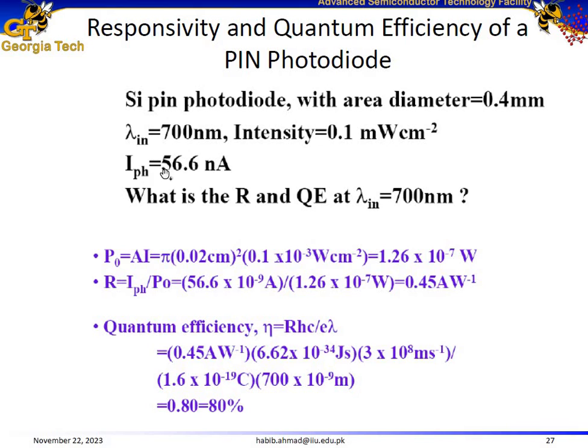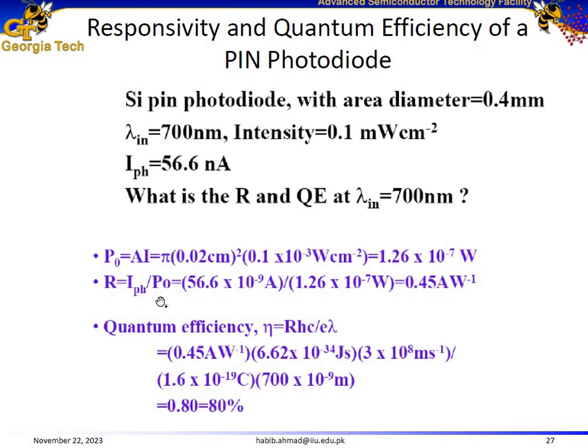The photocurrent generated is 56.6 nanoamps, and we are required to calculate the responsivity and quantum efficiency at this particular wavelength. Now we know that responsivity is equal to the output photocurrent divided by input optical power. Output photocurrent is given. How do we calculate the input optical power? Intensity of light is given. Diameter is also given. So we need to calculate the area and multiply it with the intensity of light, resulting in the input optical power.